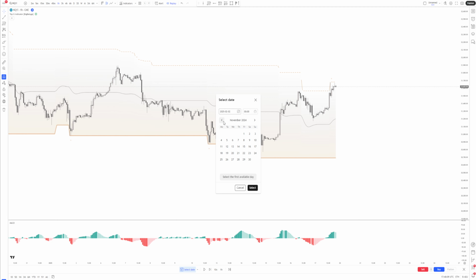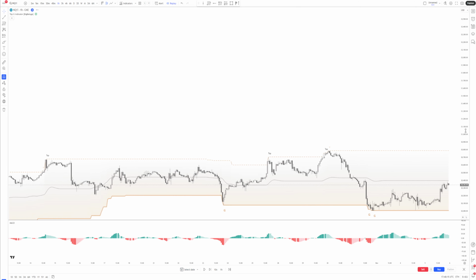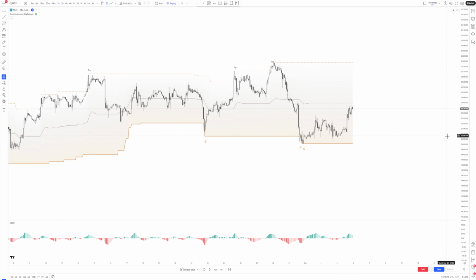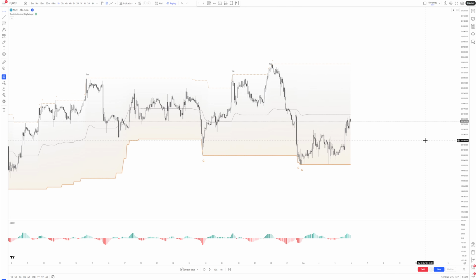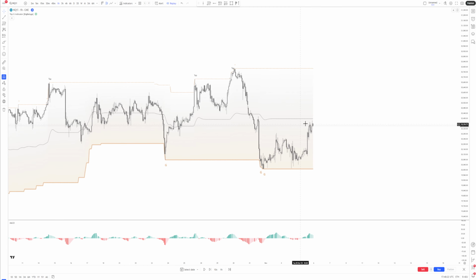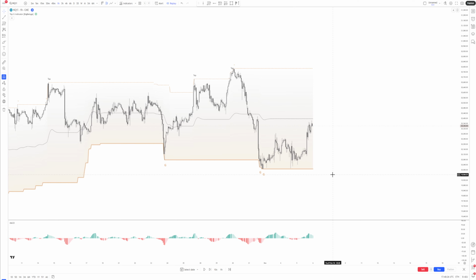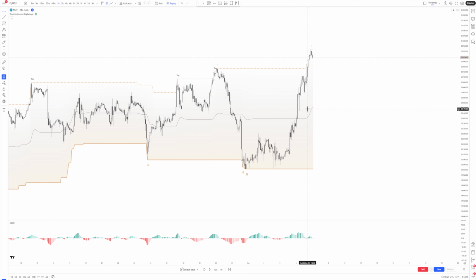So I'm going to be going back to, say, give or take November the 6th, not too far back, because I want to keep the system relevant. And you can see that we are in a no trade zone. All I'm looking for is market top and market bottom. Okay, so let's see what happens.